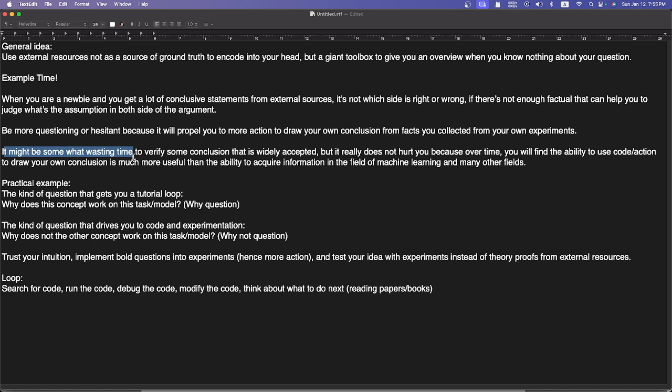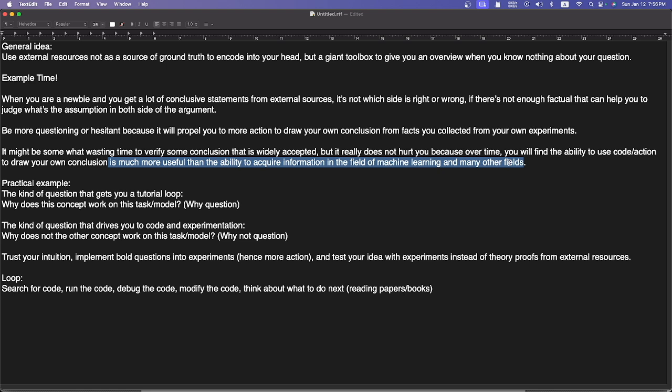But even if you want to challenge this trivial mechanic, it is not exactly a waste of time, because even for something universally accepted like the early stopping paradigm, the ability you gain to use code and actions to draw your own conclusion is much more useful than the ability to acquire information in the field of machine learning.